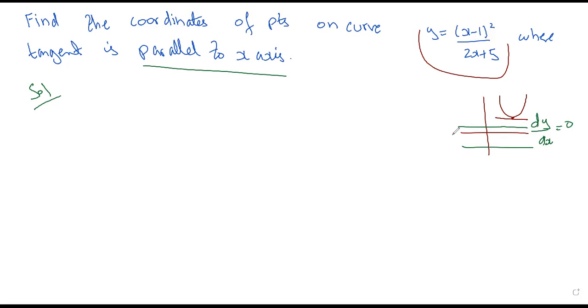Okay, so first you have to differentiate y, very good. Then we have to equate it to 0. Then you'll find the x coordinates, and then you substitute that into the main equation to find the y coordinate. Excellent. So step 1 is that if something is parallel to the x-axis, and what is that something?